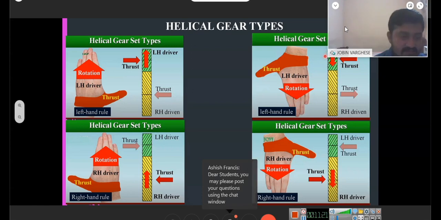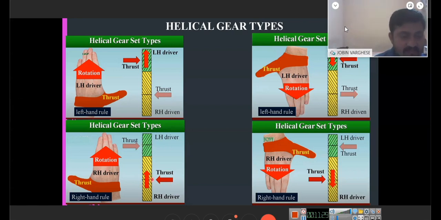In the case of the right hand, again, if the rotation is in this direction, we keep our fingers in the direction and see the thrust. Thrust is from here. That is, the gear will be trying to push away from this one. And similarly in this case, the thrust will be this way.